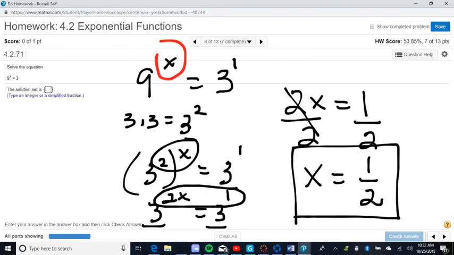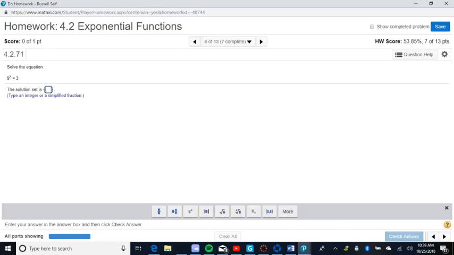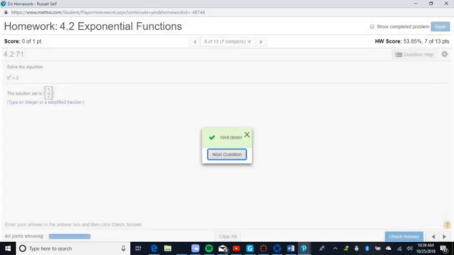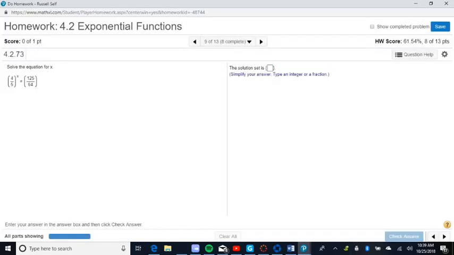Okay? So let's type that in just to make sure that we have the correct answer. So it's 1/2. There we go. Now, the process is not going to change. Just finding the base might be a little bit more difficult, and remembering some of the processes of exponents to make sure that you can manipulate it so that the bases are the same. So let's look at this one.